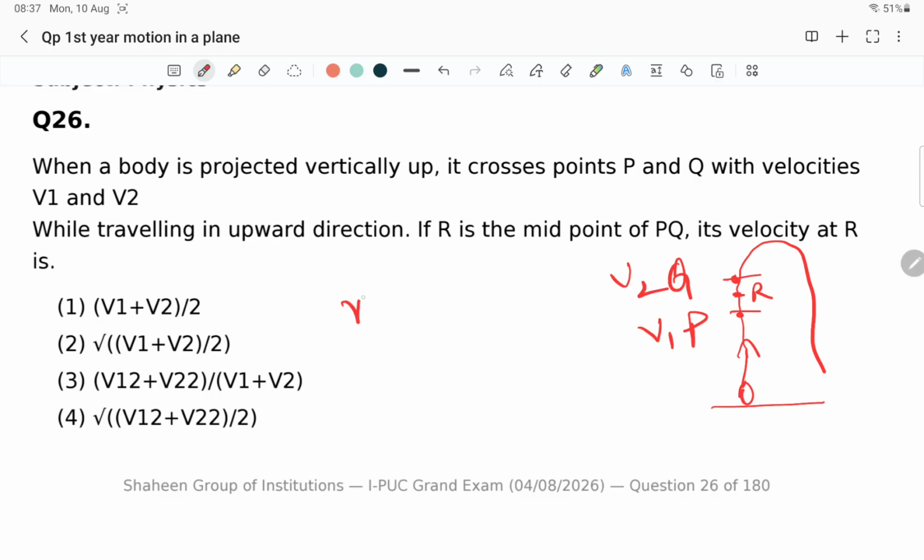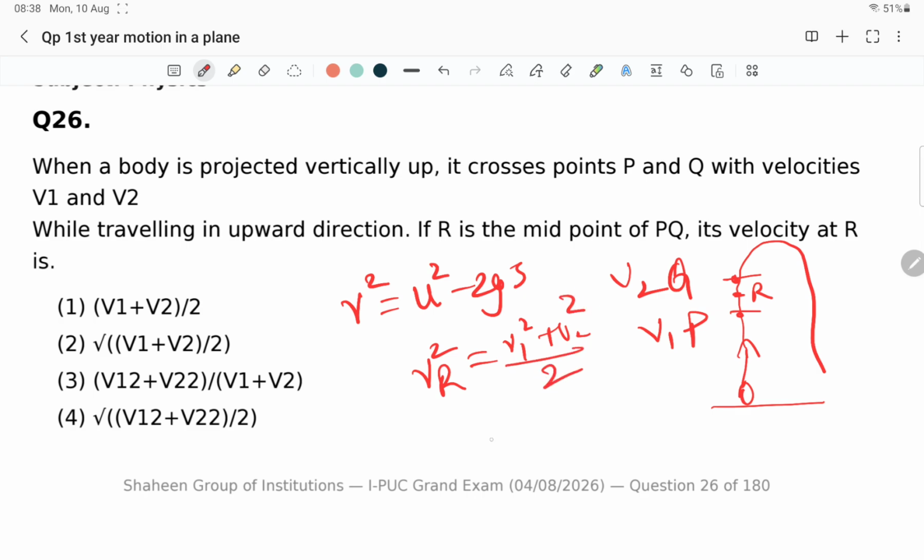So clearly v square is equal to u square minus 2gh or s. Okay, v square minus u square equals 2as. V square equals u square plus 2as. A is minus g because it is projected upward. So R, since it's midpoint, I can write vr square is equal to v1 square plus v2 square by 2. So if you take root this side, you get vr is equal to root of v1 square plus v2 square by 2. So option 4 is the right one, with v1 square plus v2 square by 2 under root.